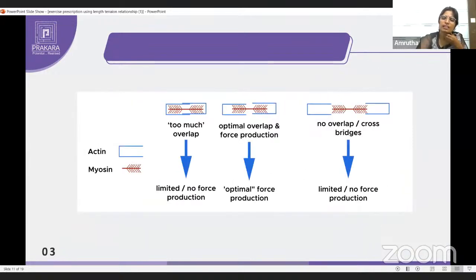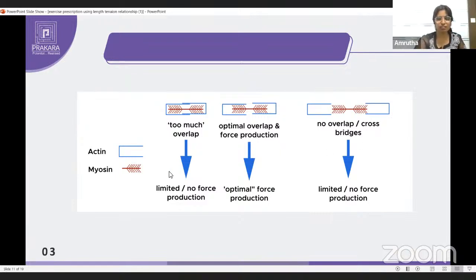Till then, I'll be just telling about this image. Too much overlap in the cross bridges, no force production at all. No overlap, no force production at all. So whenever there are extremes, there is this word which we generally use in Telugu, ativrushti and anavrushti. So this is considered as ativrushti and this is anavrushti. Nothing, then there is no force production at all.